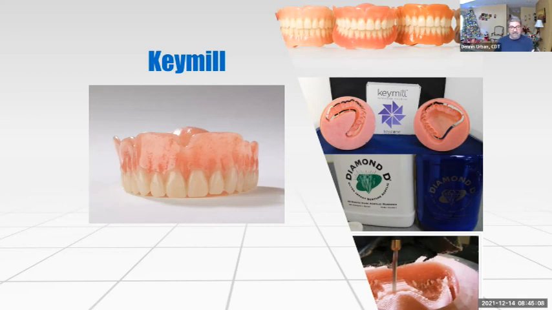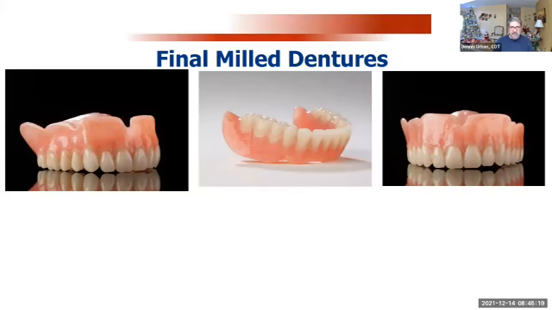Look how beautiful that came out. I couldn't tell the difference between a milled denture and a traditional denture. And the fit was phenomenal. This was an actual case I did just a couple of years ago. And I think I have a picture of the upper and lower. Here's the upper and lower, as you can see here. So these are the final milled dentures with the Diamond D denture base material.